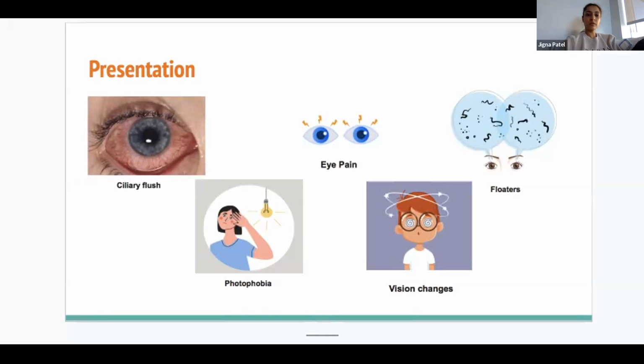In posterior uveitis, they may complain of floaters and some vision changes. Generally, this does not cause any sort of redness to the eye or any significant pain. They may also complain of some blind spots or flashing. And then in severe cases, you may see a hypopyon, like I mentioned, which is a leukocyte exudate that you'll see in the anterior chamber.